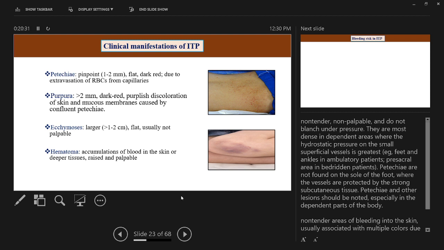Purpura are more than 2 mm, dark red purplish discoloration of skin and mucous membrane caused by confluent petechiae. Ecchymosis are larger lesions, but they are also not palpable. And hematomas are accumulations of blood in the skin or deeper tissues, which are less likely in ITP patients, but they are raised and palpable.